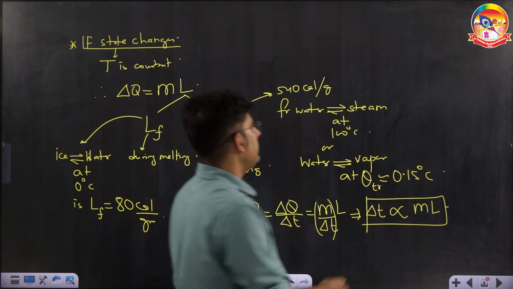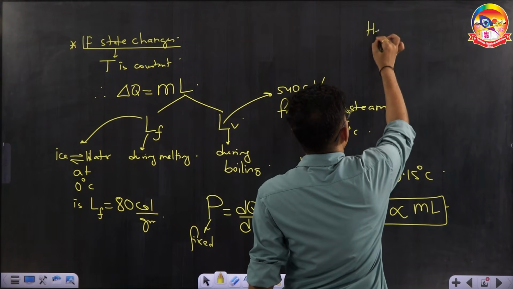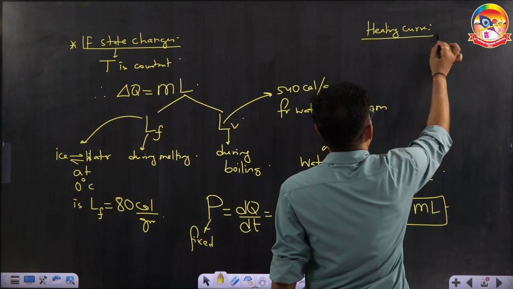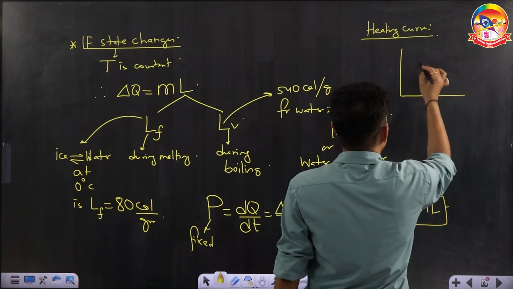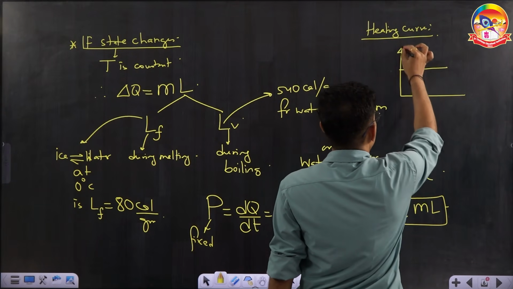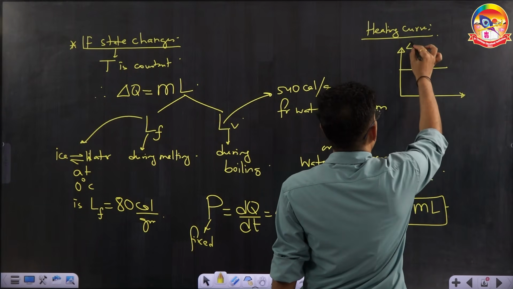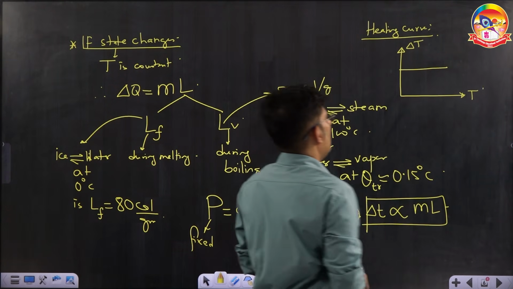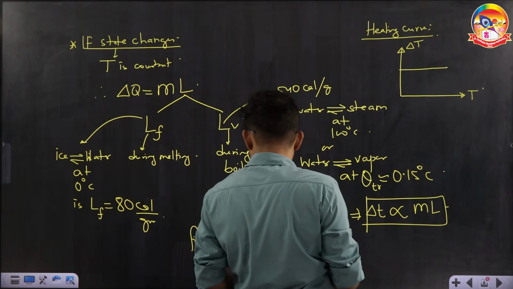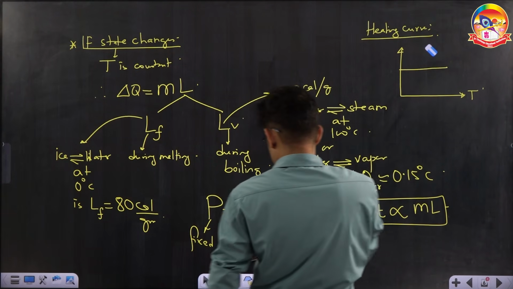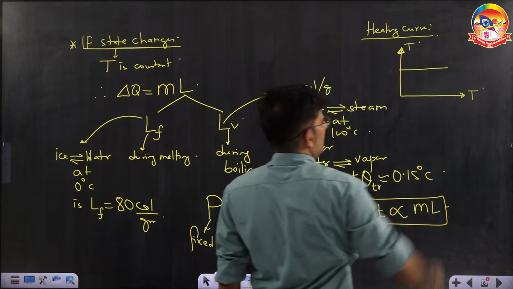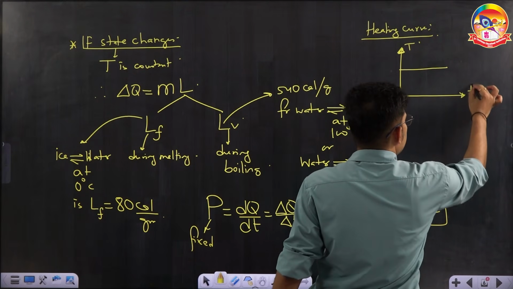So when we have heating curve during state change, there is no change in temperature. So temperature is constant, and here we have time.